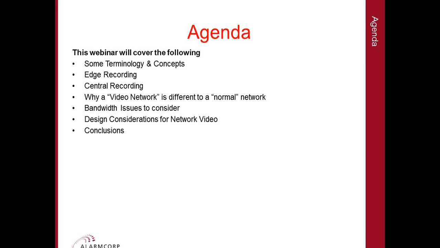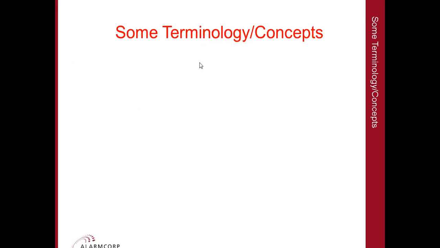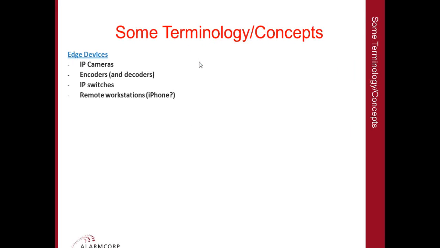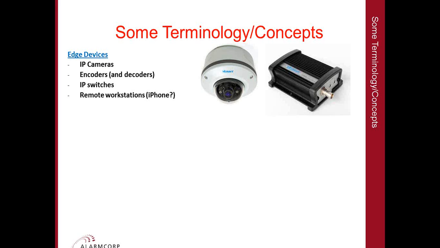A little bit of terminology just to make sure we're all talking on the same wavelength. When we talk about network video and network video systems design, we can talk about edge devices. Edge devices are typically devices out in the field. They can be cameras, typically IP cameras. They can be encoders used to convert analog cameras into IP. And of course, they can be some of the field-mounted IP network switches, as well as any remote workstations. In this context, even an iPhone could be considered an edge device in that it may be used to view the network from the edge or from the field.